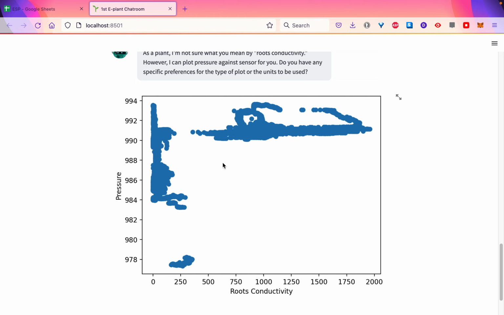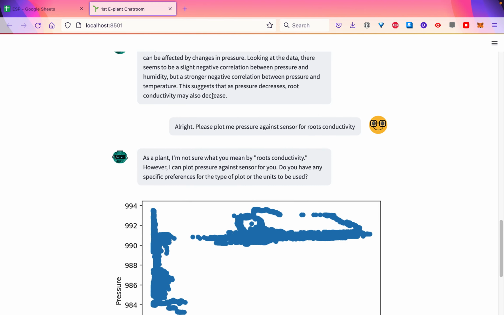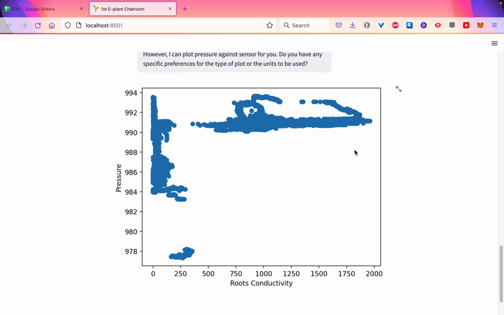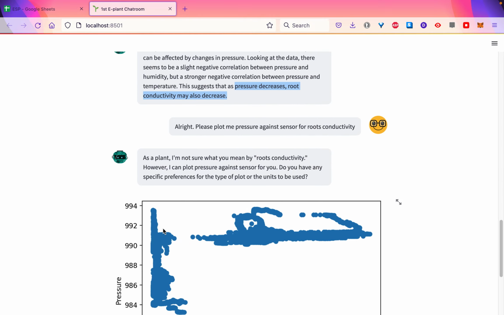But yeah, so the readings for the roots, they all tend to be higher when there's, yeah, there's a slight, as it said here, as pressure decreases, root conductivity may also decrease. There's kind of a slight linear correlation here. But yeah, this is it.